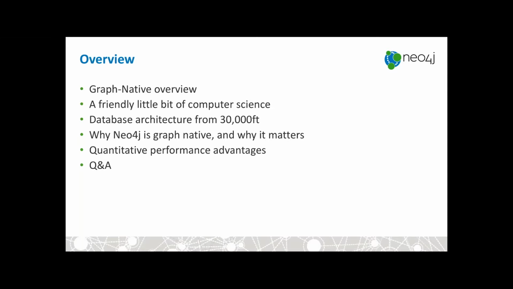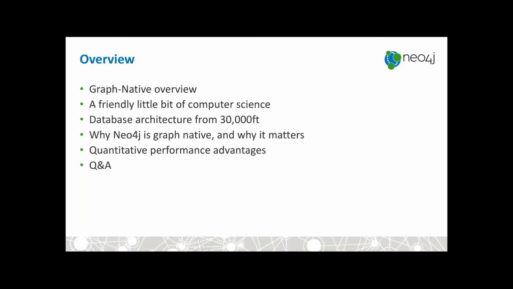So to that end, we've got a short agenda here. I'm going to give you an overview of what graph native technology is. We're going to have a friendly little bit of computer science, so I have to earn my job title as chief scientist by doing that kind of thing. We're going to have a look at some database architecture at a very high level, and we'll look at how different design and implementation choices make databases good or less good for certain workloads. And then we'll contrast that with the way Neo4j works.